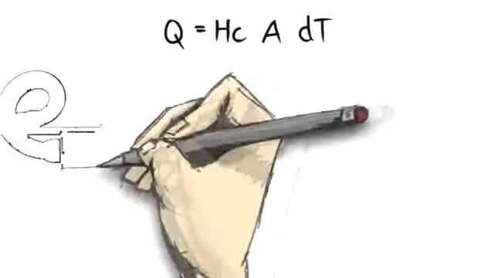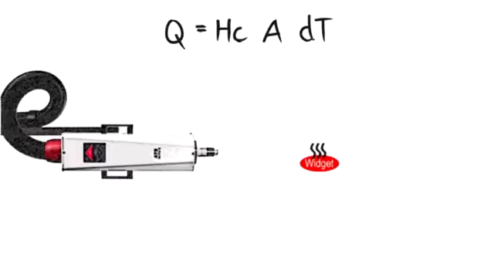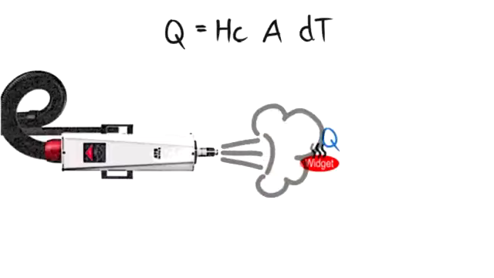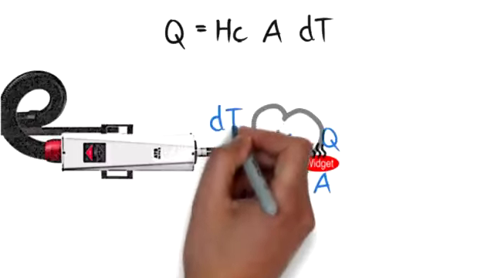However, delta T is not the only thing to consider. We can see this in the actual thermal equation. Q is the amount of heat transferred. Hc is the heat coefficient, which basically means the airflow properties. A is the surface area of the widget, and dT is delta T.